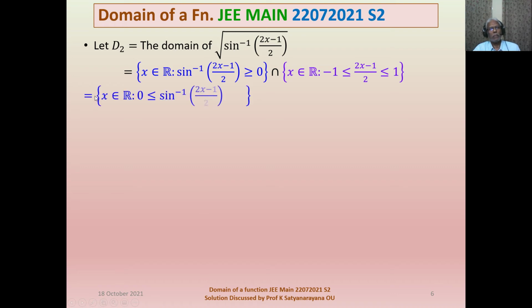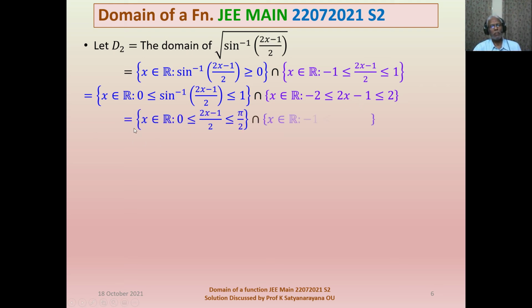Now, this is equal to the set of all x belongs to R, 0 less than or equal to sine inverse of (2x minus 1) by 2 less than or equal to 1. This is less than or equal to 1 because the maximum value of sine inverse x is 1 plus 1. So that is why 0 less than or equal to sine inverse of this is less than or equal to the maximum value that it can take, that is 1. It is intersection of the set of all x belongs to R, and you have multiplied the inequality throughout by plus 2, and the inequality does not get disturbed because you have multiplied by a positive number.